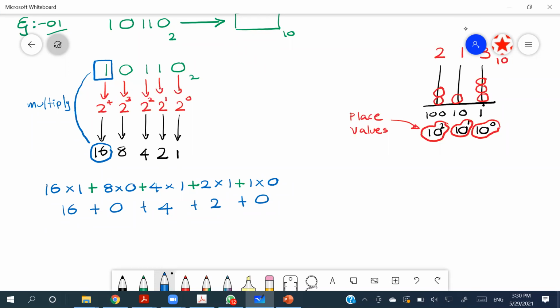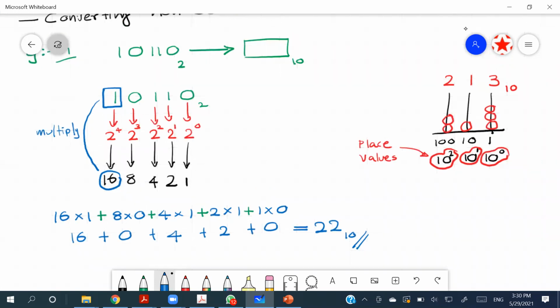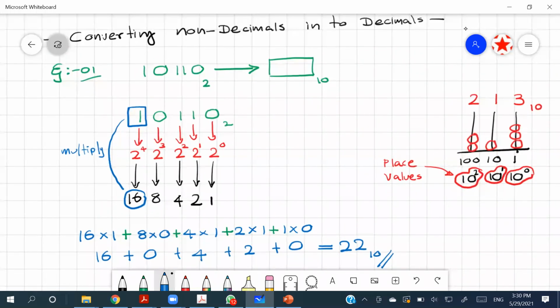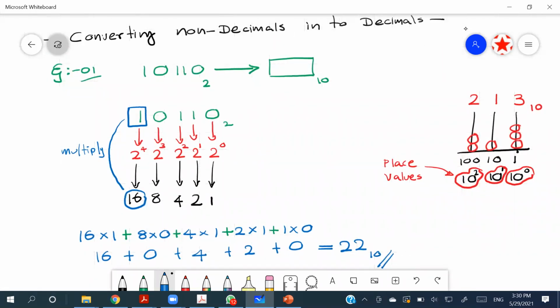So what's going to be the answer? 16 plus 4 is 20, 20 plus 2 is 22. Here you are getting your decimal value. Yes. Is this clear, people? Right, great. Okay, write down. Right, well done. Then I'm going to do the other two conversions. Then we can do some other maths as well. Right? Okay, write this down.